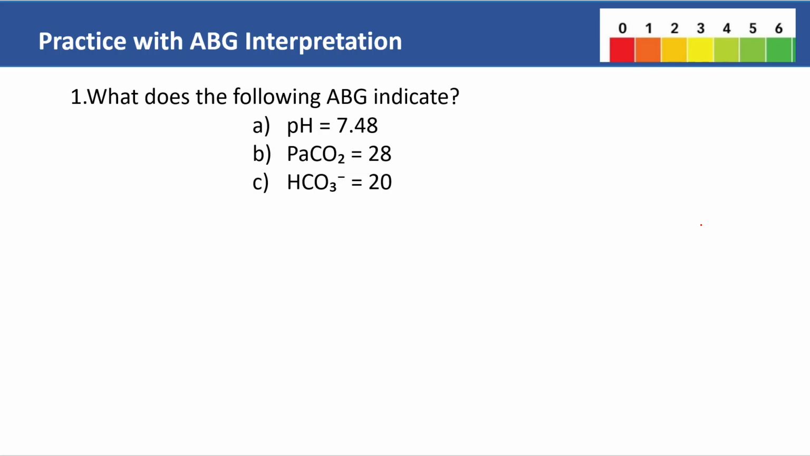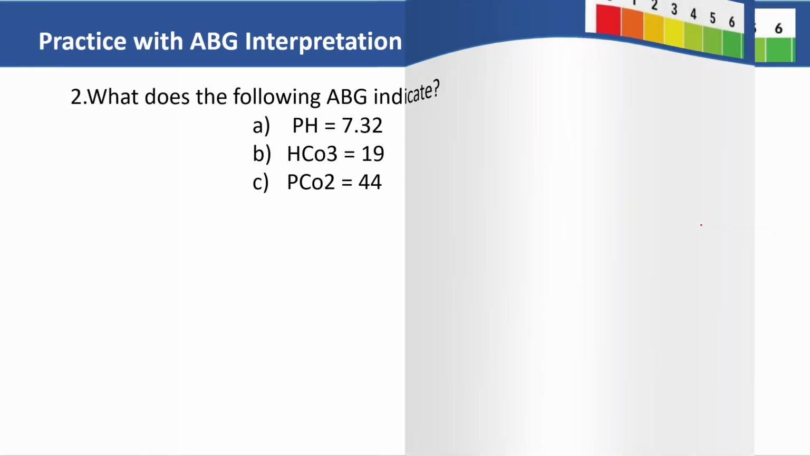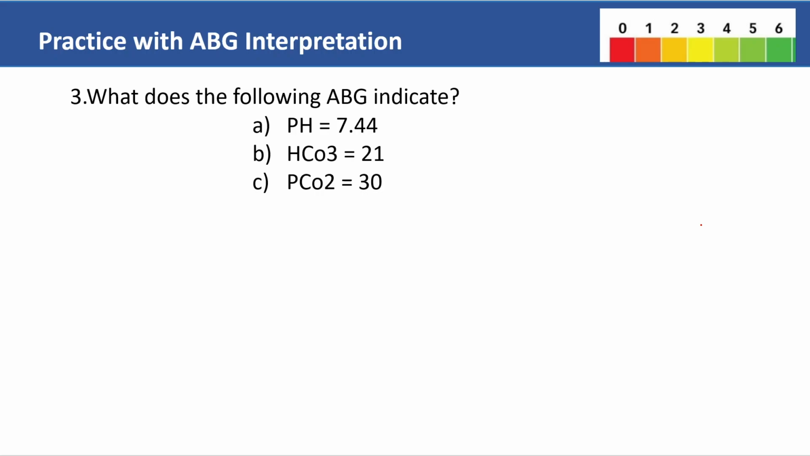Okay. So this is slide 1. What does the following ABG indicate? If the pH is 7.48, PaCO2 is 28, and bicarbonate is 20. And the second sum: what does the following ABG indicate? If the pH is 7.32 and bicarbonate is 19 and PaCO2 is 44. The third one: what does the following ABG indicate? pH is 7.44 and bicarbonate is 21 and PCO2 is 30. If I spoke too fast, just stop, take a screenshot, and revisit it. You will be able to get the answer.